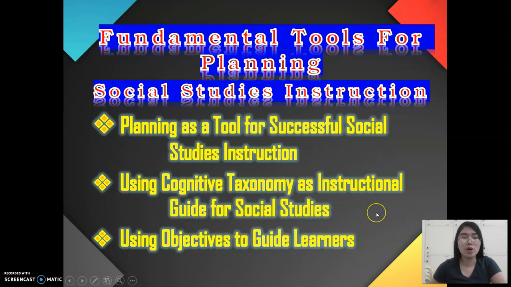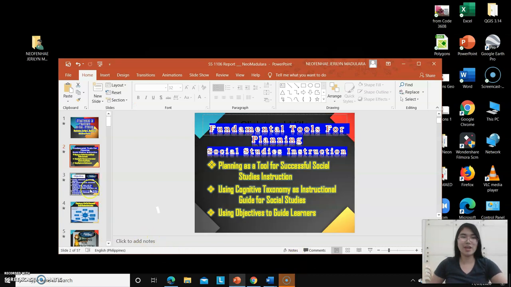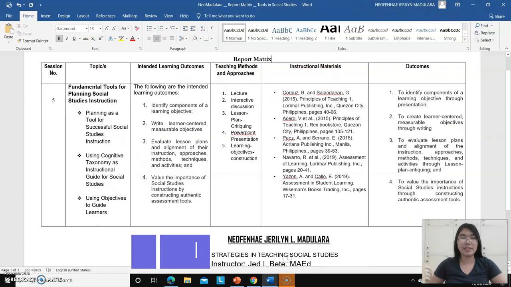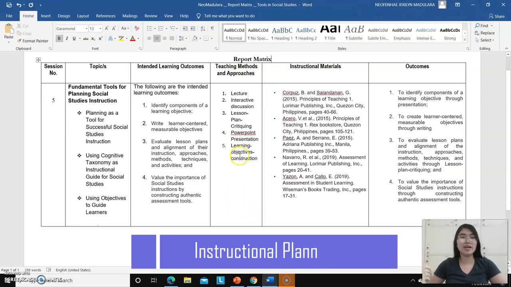Next, we will also discuss the cognitive taxonomy, an instructional guide for social studies, as well as the objectives to guide learners in the social studies instruction. So let's get started. Okay, but before we present the objectives, we have here the report matrix. I will show this to you.